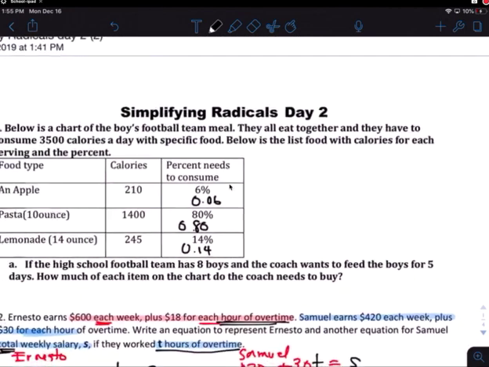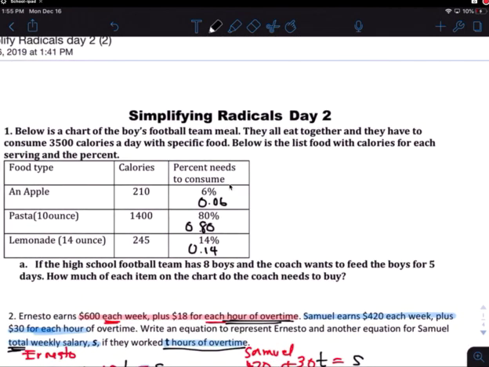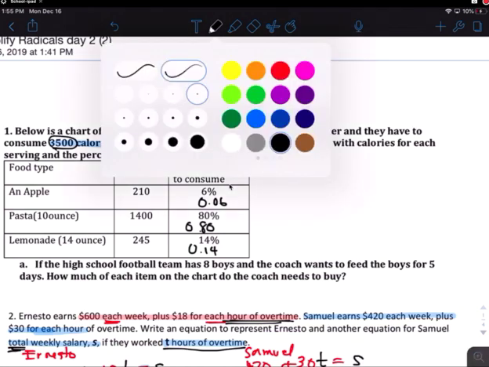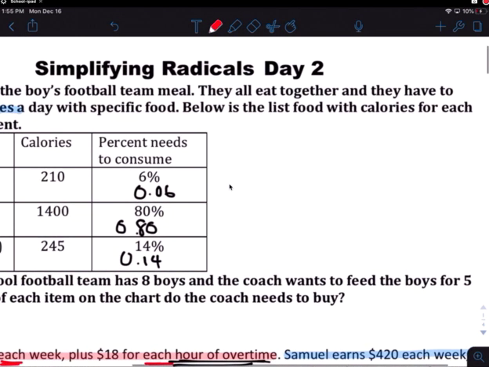And then below is a table, a chart of a boys' football team meal. They all eat together and they have to consume this many calories per day, with specific food. Below is a list of food with calories for each serving and the percent. So anytime you have a percent, make it into a decimal and then multiply it by the total calories they need to eat a day to see how much of each food they need to eat each day, okay?